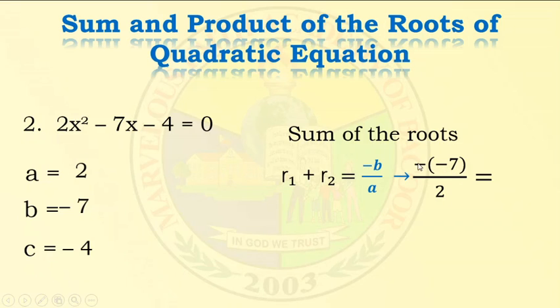Okay? So, kung papansinin nyo, meron tayong negative sa labas at negative yung value ng b natin. Therefore, kapag parehong negative yan, ang magiging final answer natin ay positive. So, the final answer here is 7 over 2. Hindi siya pwedeng maging negative kasi both of them are negative.